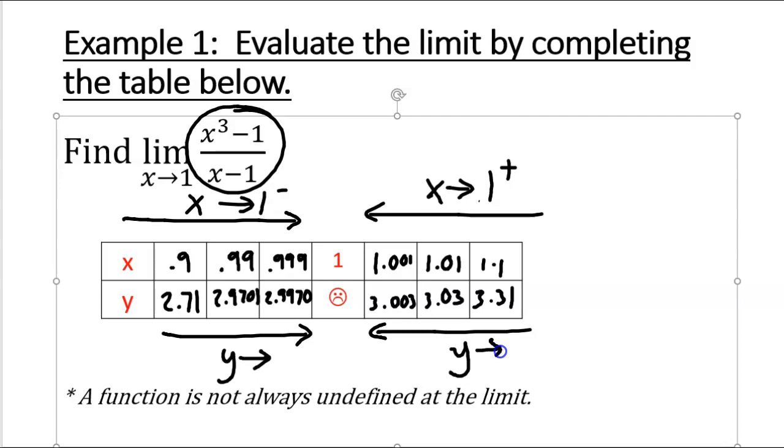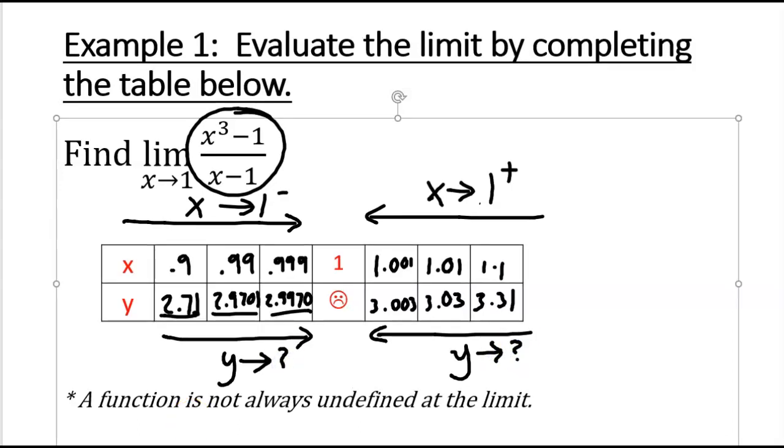Well, let's see. So as I approach from the left, on this side, 2.71, 2.9701, 2.997. What number does that seem to be getting closer and closer to? Well, it seems to be getting closer and closer to 3. How about on the other side? What's the y value getting closer and closer to?